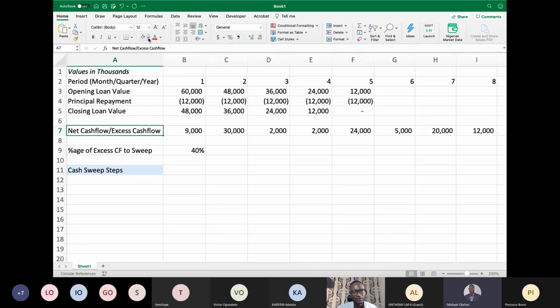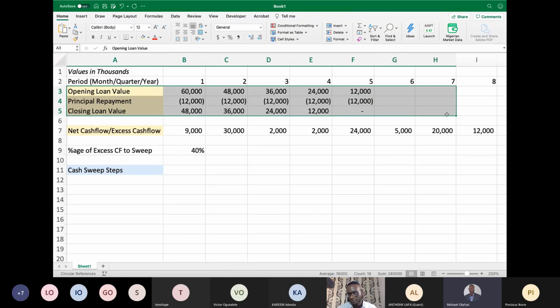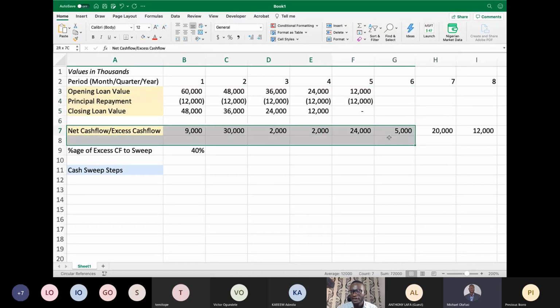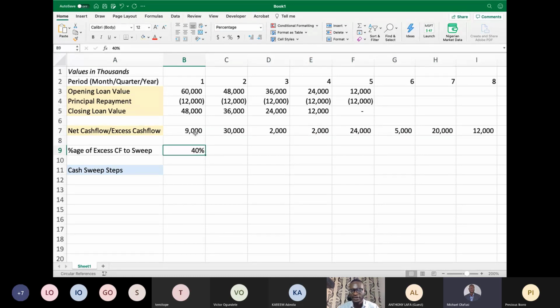So let me make this color, maybe this kind of color. Then also, you will have this. So these are the information that you will already have. You will have the structure of the loans that exist on your books. You will have what the net cash flow is. So now we want to say, okay, this company has decided to pay down their debt faster. They want to do a cash sweep. And they have decided that they're going to sweep 40% of excess cash, or net cash flow, to repay the debt quicker, right? So are we clear up to this stage?